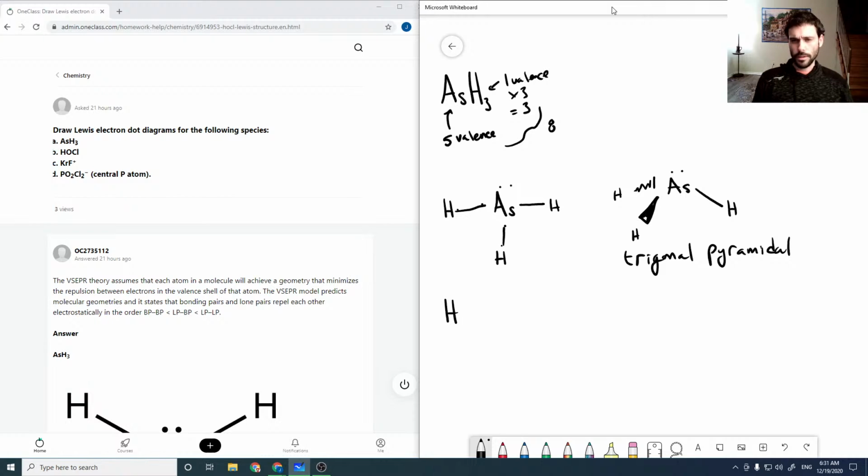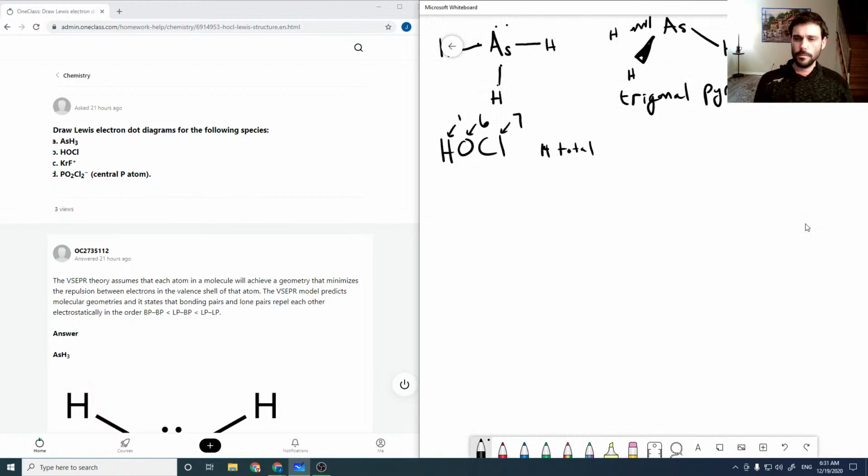Okay, so then HOCl, we've got 1, 6, 7 for each of the valencies, so then 14 total. Okay, and then again I'm just going to assume simple and then correct afterward if it doesn't work. So that looks good. And we've got our 2, 4, 6, 8, 10, 12, 14, so that looks good. And so that's our molecule. It's linear.